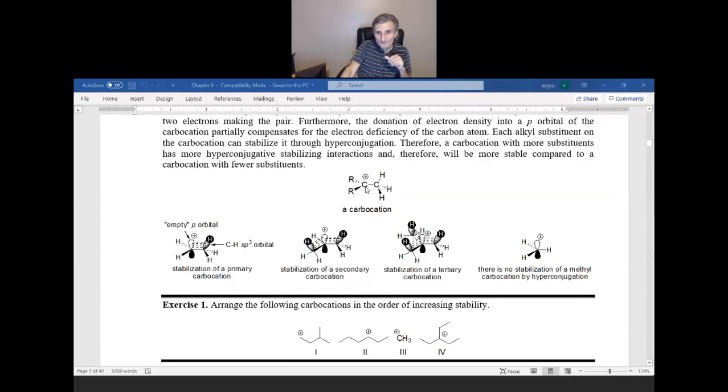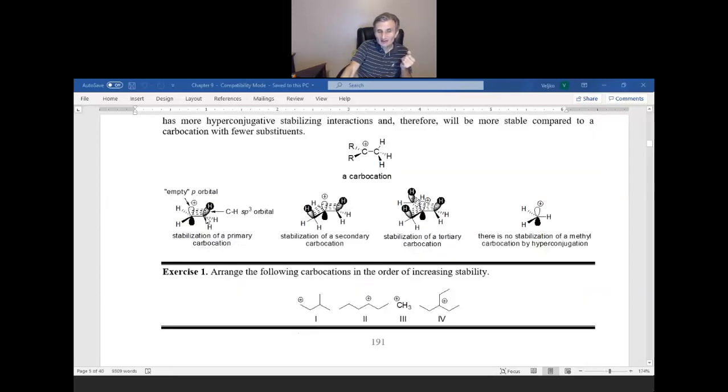A carbocation has a carbon that is sp2 hybridized and electron deficient. It has an empty p orbital. So when the neighboring carbon has a substituent, and a substituent is anything other than hydrogen, that substituent must have another bond, carbon-hydrogen or carbon-carbon. That bond aligns with the empty orbital, and the electron pair from that bond, the bonding electron pair, delocalizes or spills over into the empty orbital.